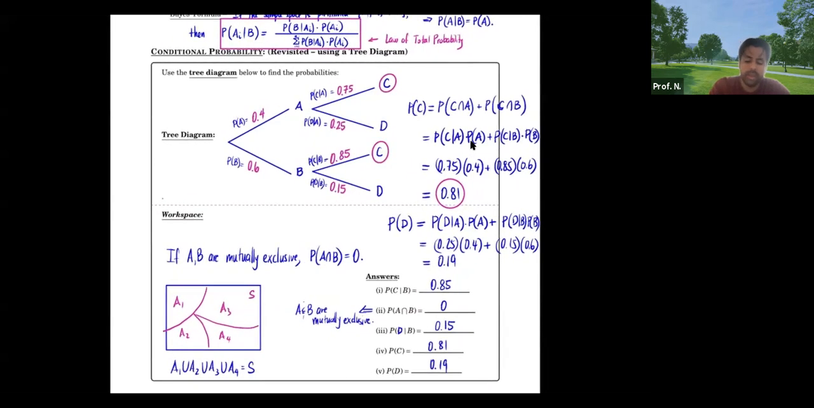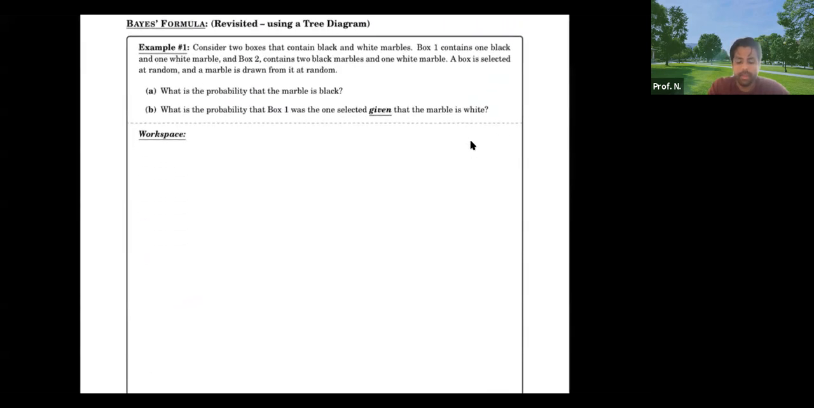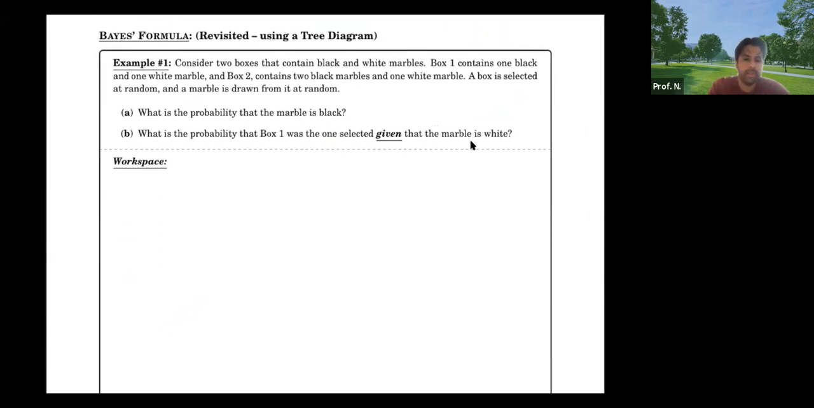But this is how we use a tree diagram. So any questions about using the tree diagram? Knowing how to use a tree diagram. Any questions? No questions? All right, so let's move on to the next example. And we're going to be using the tree diagram for some of these so we can figure out a new way of approaching the Bayes formula to solve problems. So here's a simple problem here.